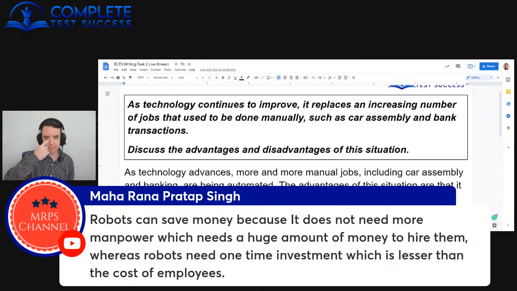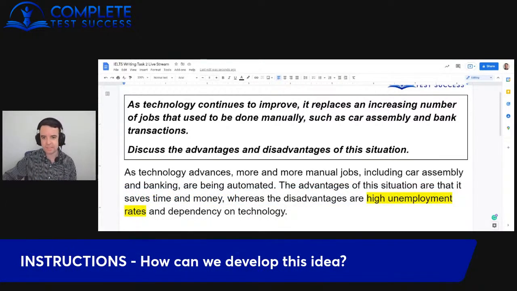Robots can save money because they do not need more manpower. So who are they? So it does not need more manpower. Who is it? That's not clear, because a robot doesn't need manpower. So is it the company does not need more manpower? The pronoun is very unclear, which needs a huge amount of money to hire them, whereas robots need one investment, which is lesser than the cost of employees. Yeah, so what you said makes sense. That pronoun is pretty confusing though.